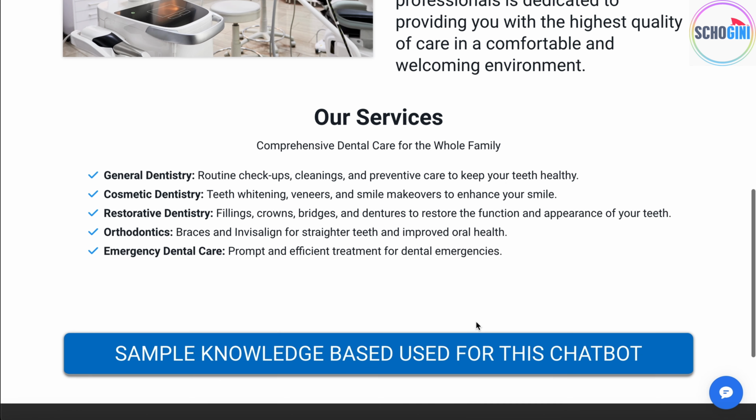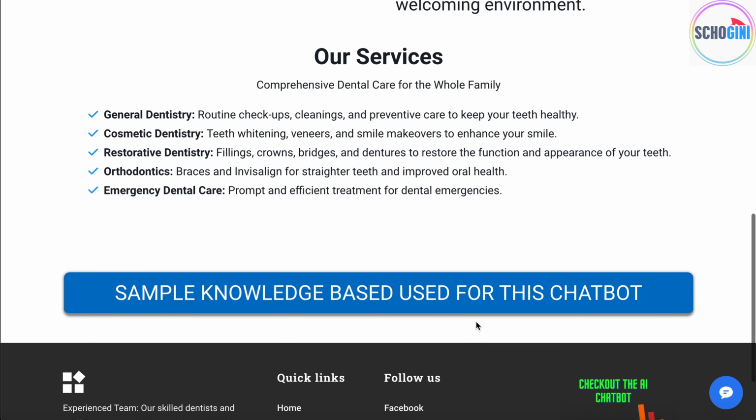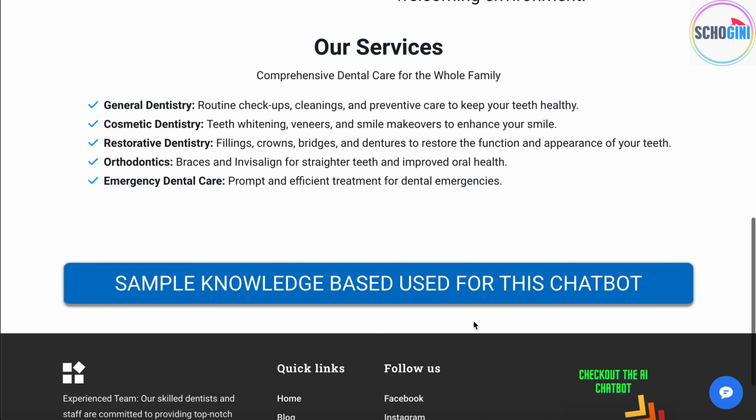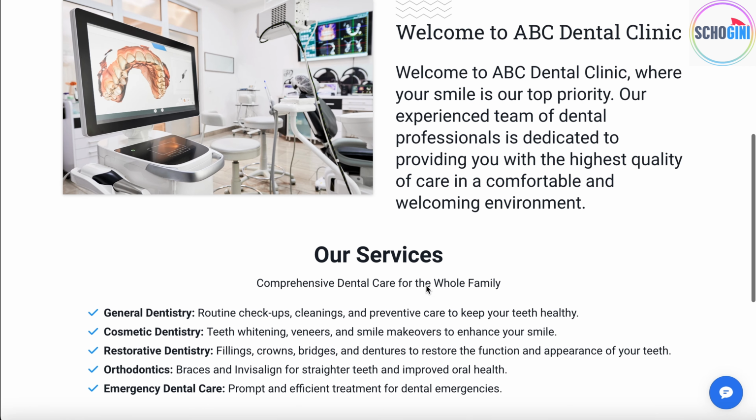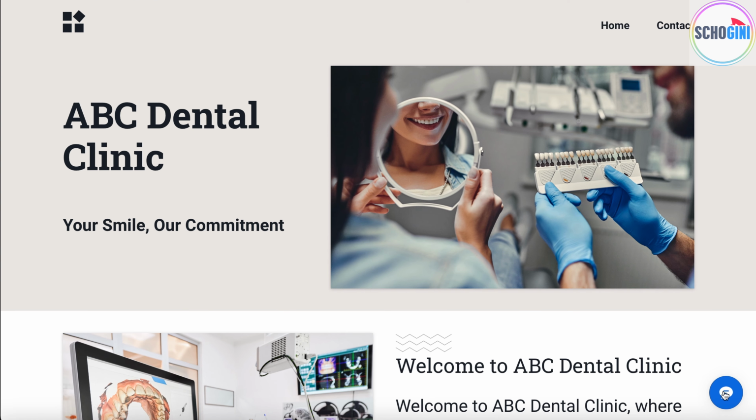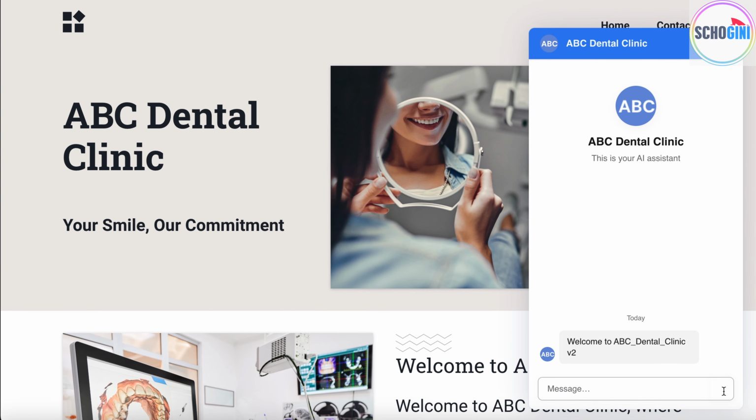For this, we have created a sample knowledge base for this clinic. User questions are answered based on the data that we feed into this knowledge base. So let's click on the AI chatbot icon on the right side bottom to open the chat interface. Here you will be greeted with a welcome message that can be customized, and also the icons that you see are customizable.